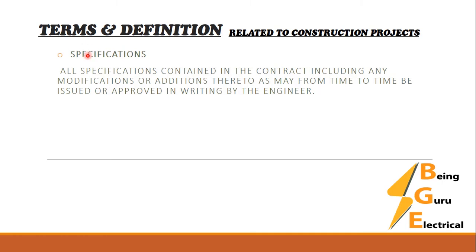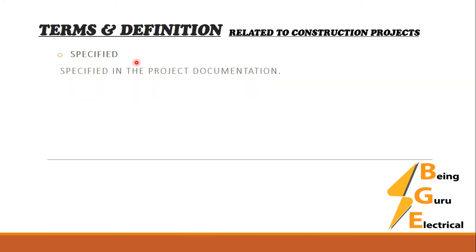Next we have specification. Specification contained in the contract including any modification or addition thereto as may from time to time be issued or approved in writing by the engineer. Specifications are the main element on which the contract or the construction project is designed. It is also the part of the contract. Every construction project has its own specification. So those specifications, including the modification or addition in future from time to time with the engineer's approval, should be included in the specification. Specified in the project specification is also the term mentioned in the project documentation.